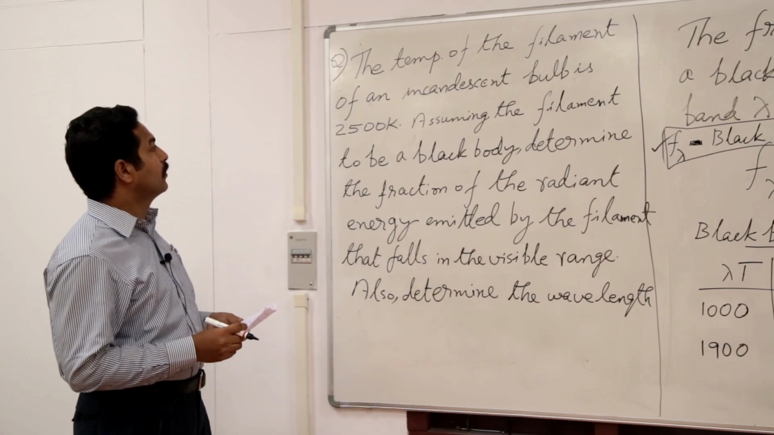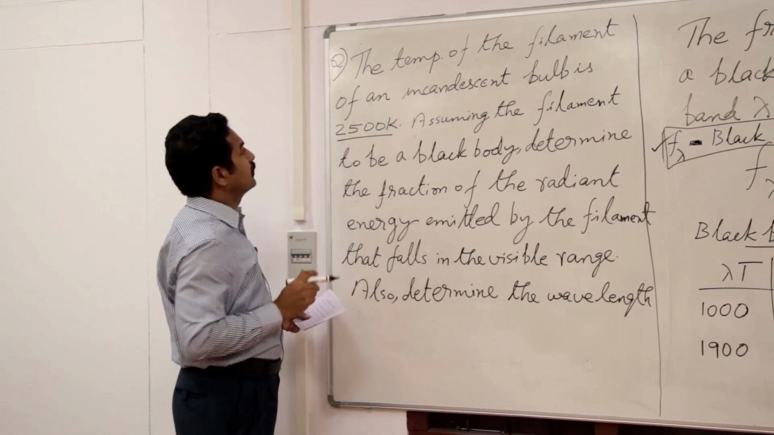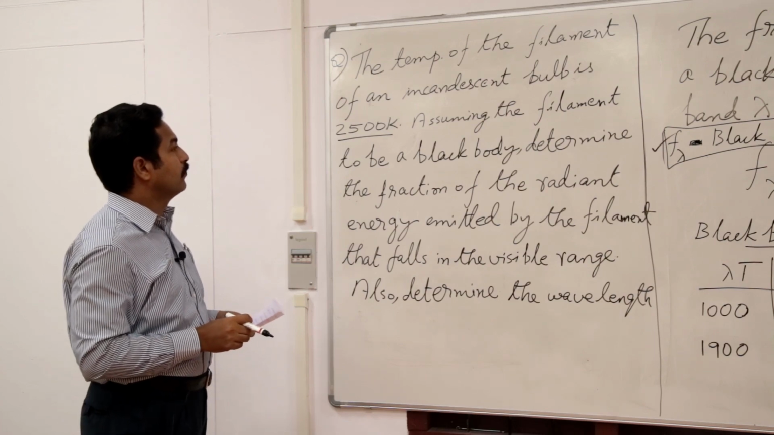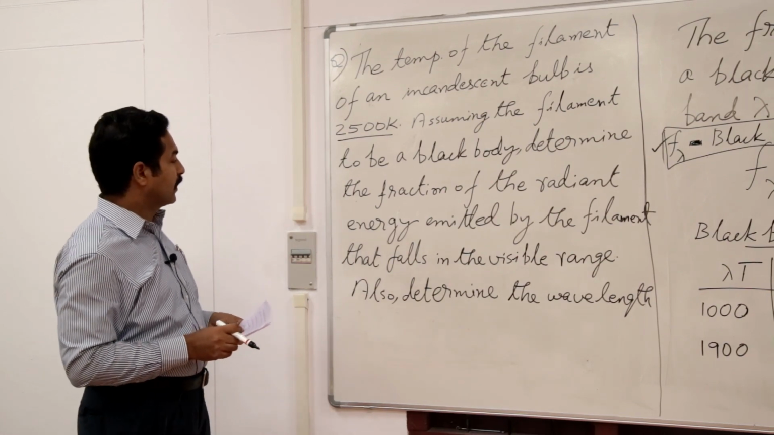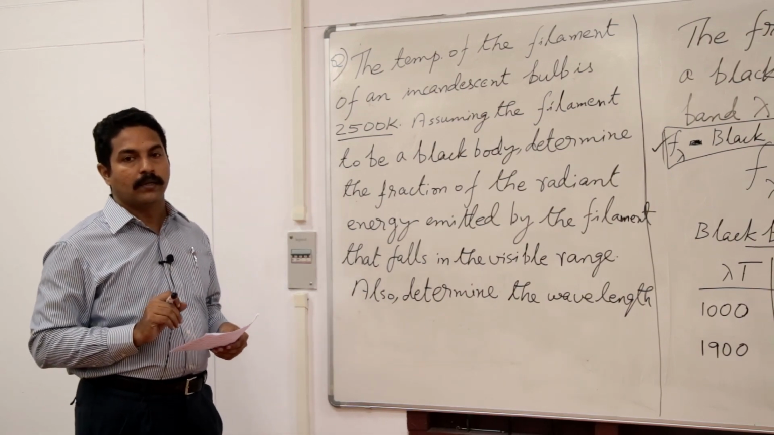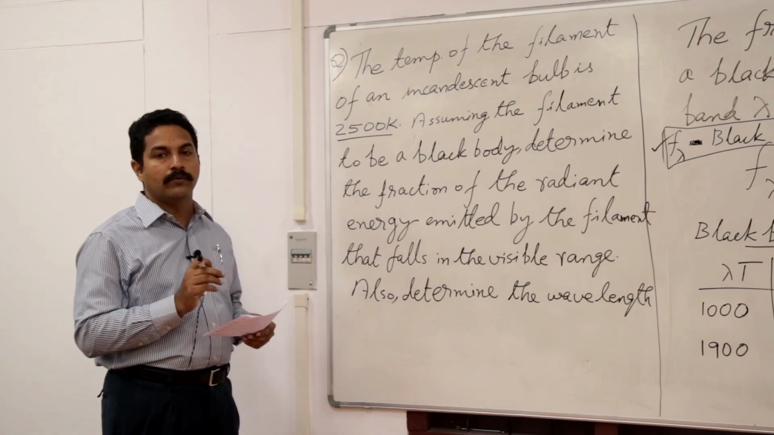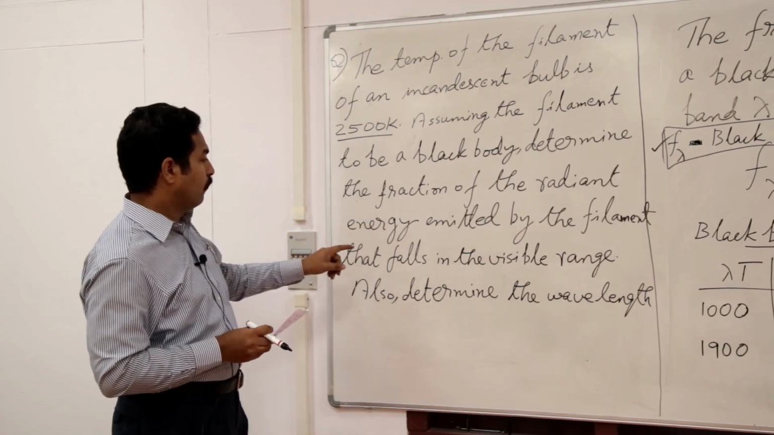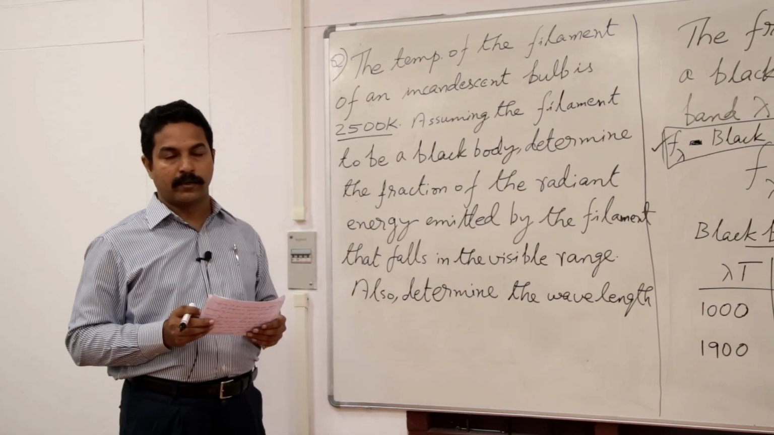The temperature of the filament of an incandescent bulb is 2500 Kelvin. Assuming the filament to be a black body, determine the fraction of the radiant energy emitted by the filament. We already discussed how to find the fraction of radiant energy. The lambda T value is available in the data book, and corresponding to that we get the fraction of energy. Then we can find the energy emitted by the filament that falls in the visible range. The visible range, we know, is from 0.4 to 0.76 microns.